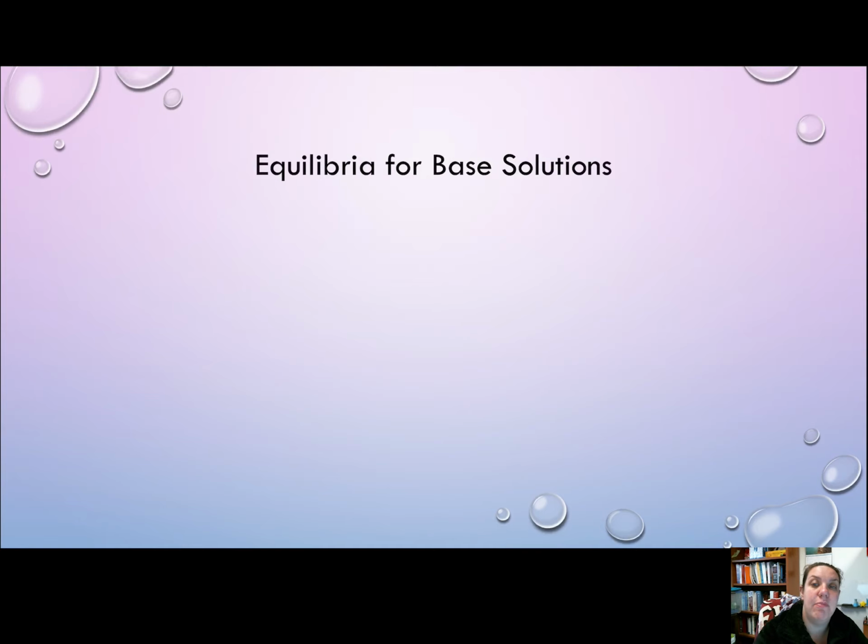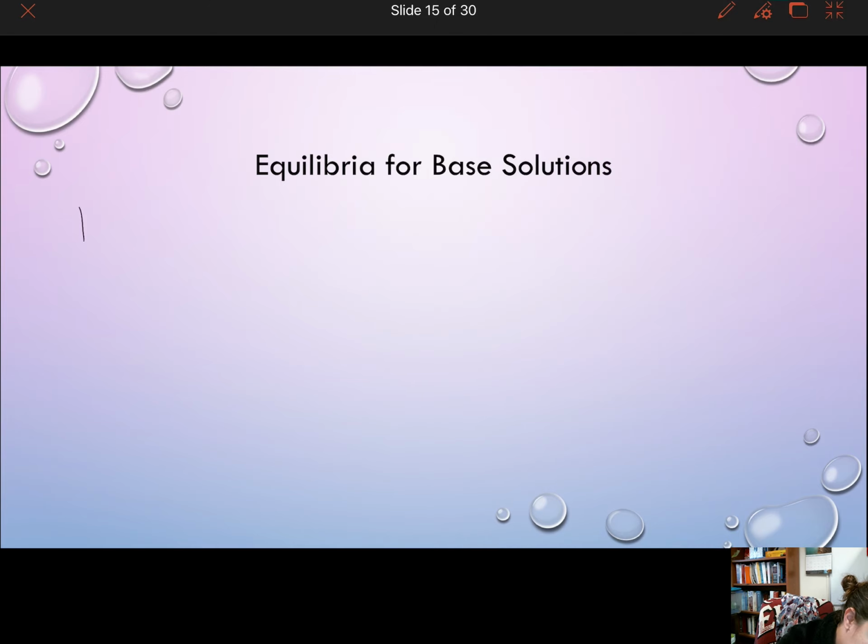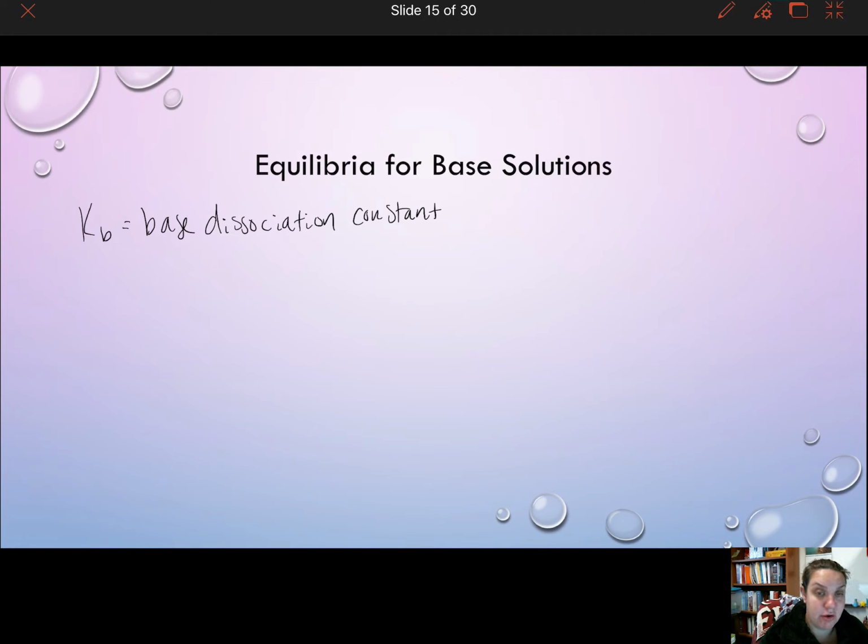Okay, so base equilibrium is just like acid equilibrium, but we use the base dissociation constant instead of the acid dissociation constant. So we call this Kb. So our Kb is our base dissociation constant, and that's what we use instead of Ka. However, when we're doing our dissociation, we're going to have an X in here, and this is going to equal our hydroxide concentration, not hydronium concentration, because we are in base.